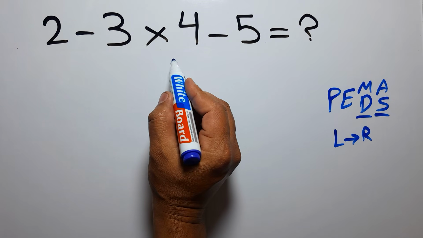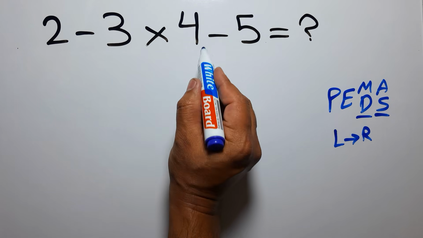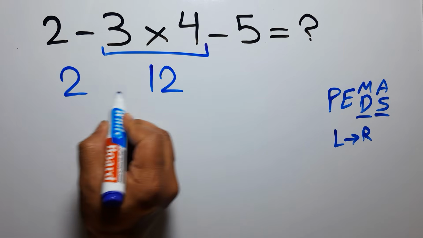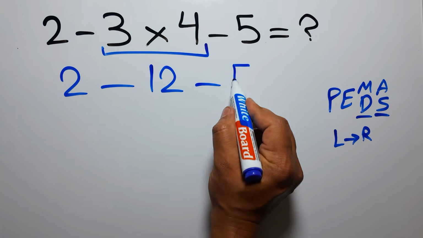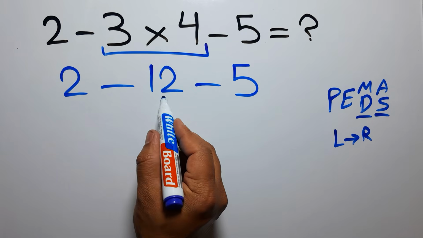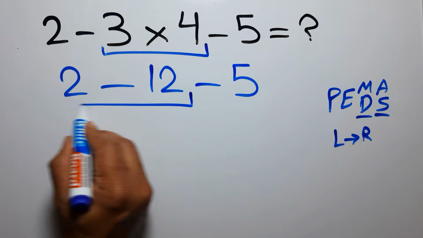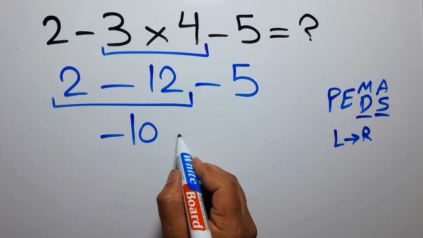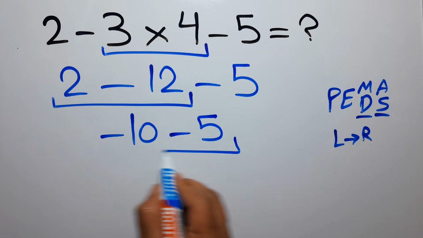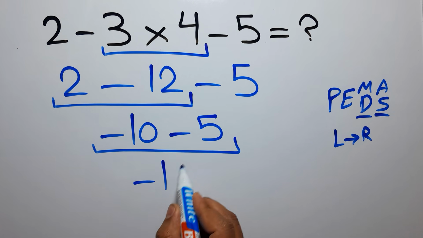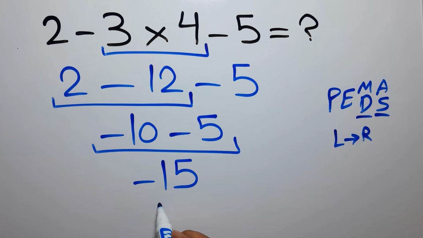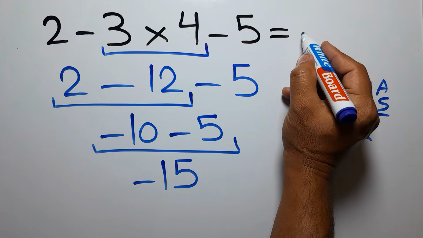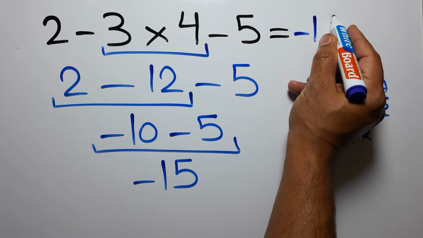So first we have to do this multiplication. 3 times 4 gives us 12. So we have 2 minus 12 minus 5. Now we have to do this subtraction. 2 minus 12 gives us negative 10. So negative 10 minus 5, which equals negative 15. And this is our final answer to this problem. The correct answer is negative 15.